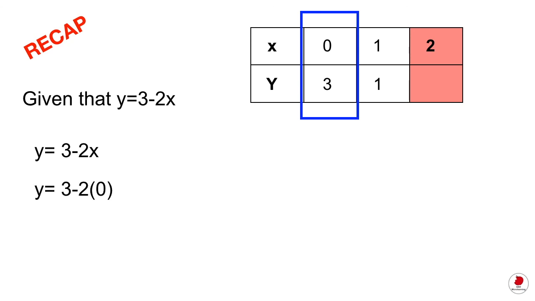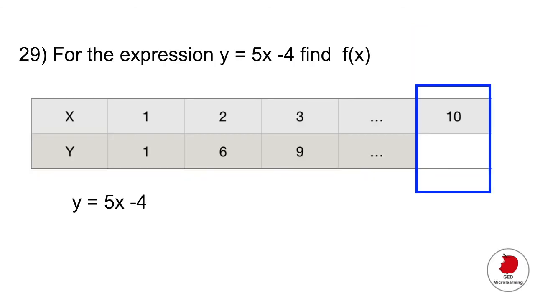Okay, so if we do that, 2 multiplied by 0 is going to be 0. And then you end up with y is equal to 3. Okay, so that's basically all there is to it. So now we're going to go ahead and do our question. So here they're giving us that the value of x is 10, and we have to find the y. So we take that 10, plug it into our equation like that. That gives you 46.